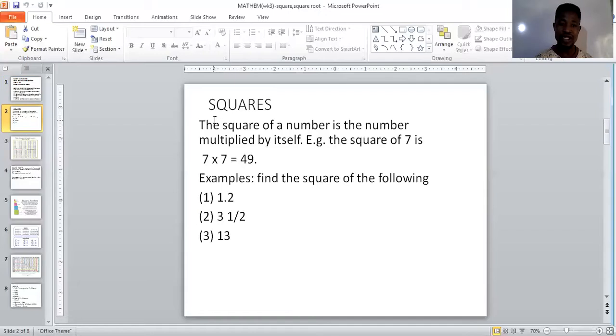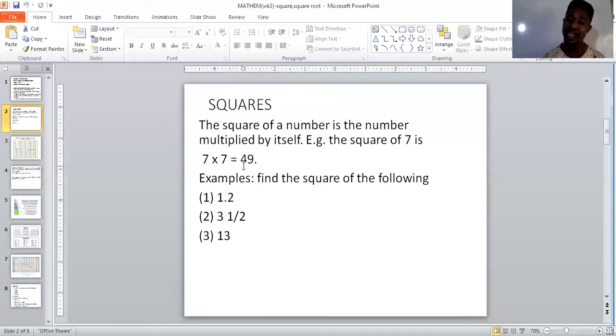All right. So I said the square of a number is the number multiplied by itself. So when a number is multiplied by itself, the product of the multiplication is what we call the square of that number. Is that clear? I hope you're following. So therefore, the square of 7 is 7 times 7, 49. So the square of 7 is 49. Likewise, the square of 2 is 4.